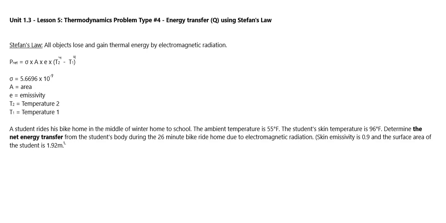So first, what is Stefan's Law? Well, it states that all objects lose and gain thermal energy by electromagnetic radiation. And the equation that can be used for this is P net, so net energy transfer, equals sigma times A times E times, in parentheses, temperature 2 to the 4th power minus temperature 1 to the 4th power.